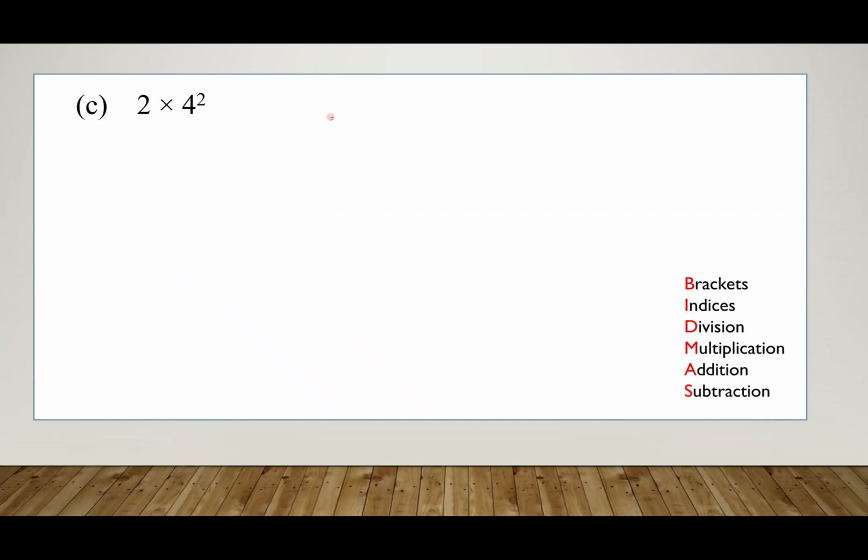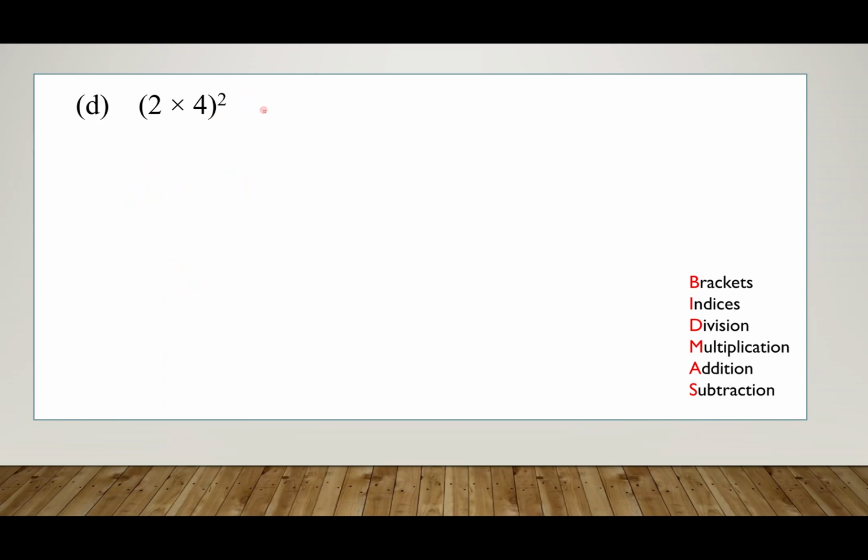In this next example, we have a multiplication, but we also have an index. So this is our power on the 4. Now you can see in our BIDMAS that indices come before multiplication. So in this instance, we're going to leave the 2 and the times alone, and we're going to calculate 4 squared. Remember, 4 squared just means 4 times 4. So this is equal to 16. So I can now find 2 times 16, which is 32. So my final answer is 32.